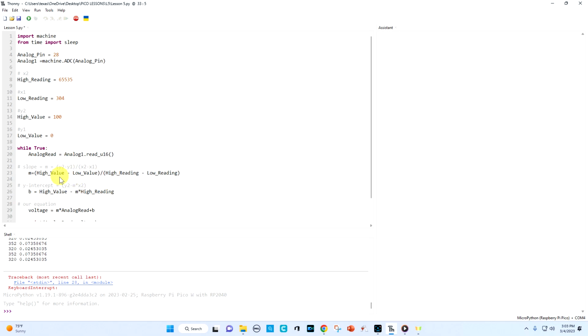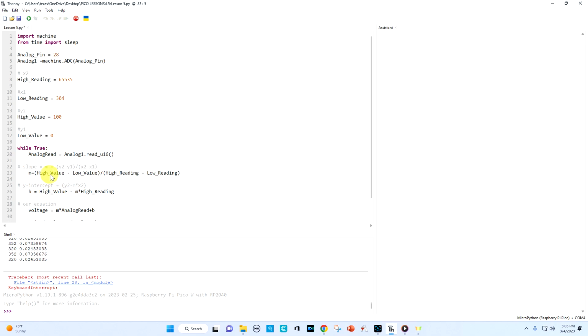What I did is I solved this so that I could change these values at any time, and I don't have to redo all the math in the equation. So I defined x2 as the high reading from the potentiometer, x1 as the low reading, y2 as the high value, and y1 as the low value. In the example he did, he used 3.3 and 100. We used 100 and 0, which was what the assignment was. So now I can change these, and everything gets calculated for me.